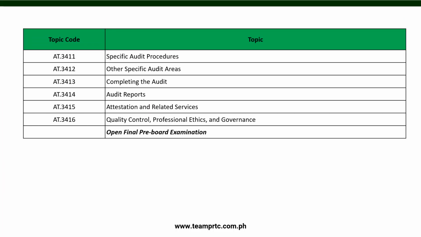Now, we are toward the last few topics in auditing theory, in our review of auditing theory. And what we are going to discuss today will also be a huge part of the topics that are covered under part 2 of auditing topic, which is the auditing practice.